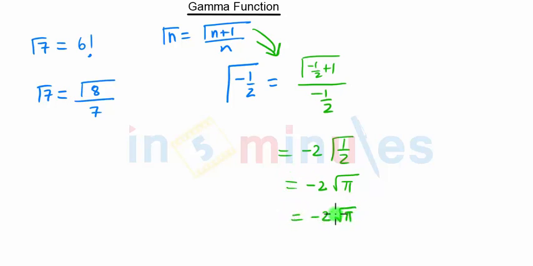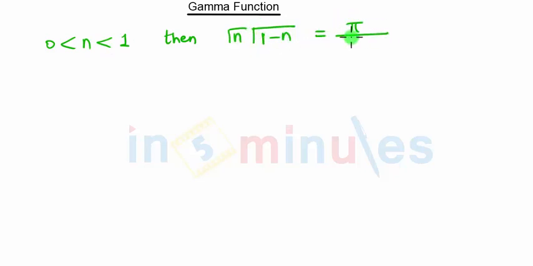So in this we have positive integers and we have all the fractions in which our n is greater than 1. Now we have the case when n is between 0 and 1. In this case, when n is between 0 and 1, then gamma of n into gamma of 1 minus n is nothing but pi upon sine n pi. This is a result of our equation. We can prove this equation. So when our n is between 0 and 1, then gamma of n into gamma of 1 minus n is nothing but pi upon sine of n pi.